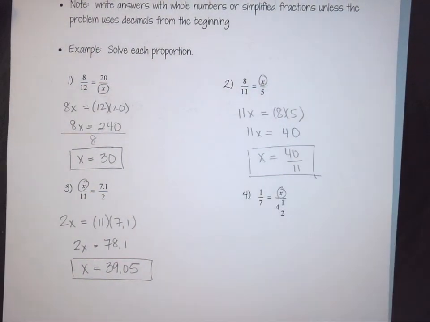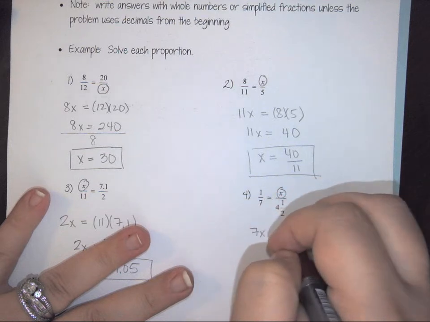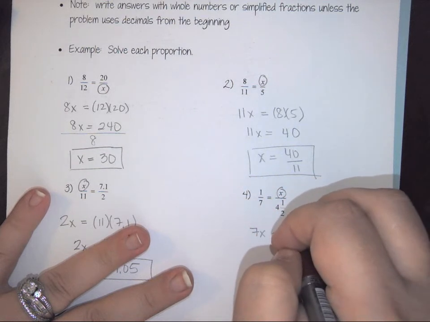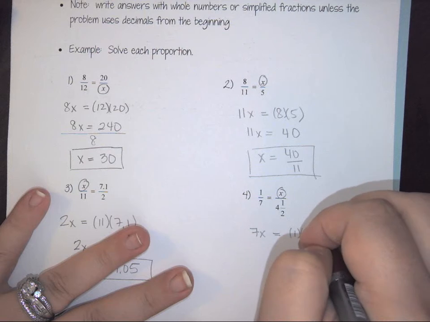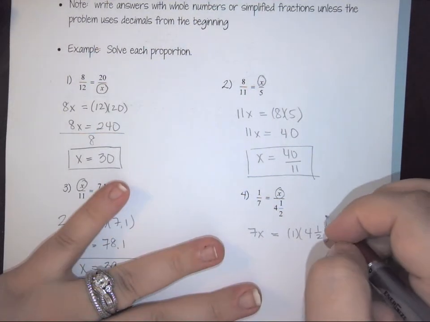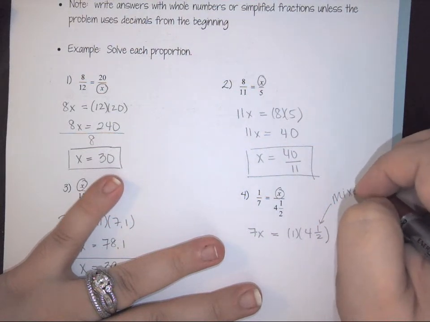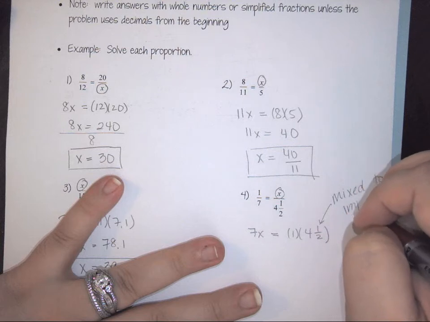We can also do it with fractions. So here, when we look at our fraction, the first thing that we need to do is set it up. So here we're going to have that 7x is equal to 1 times 4.5. I would change my fraction to an improper one. So this one right here, I would do what's called your mixed to improper.